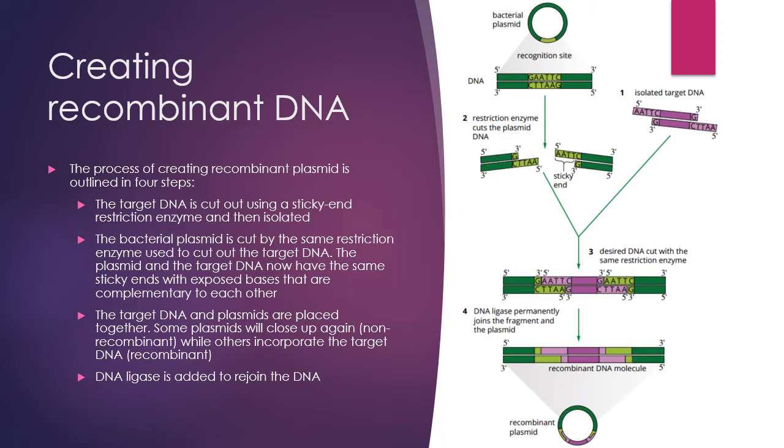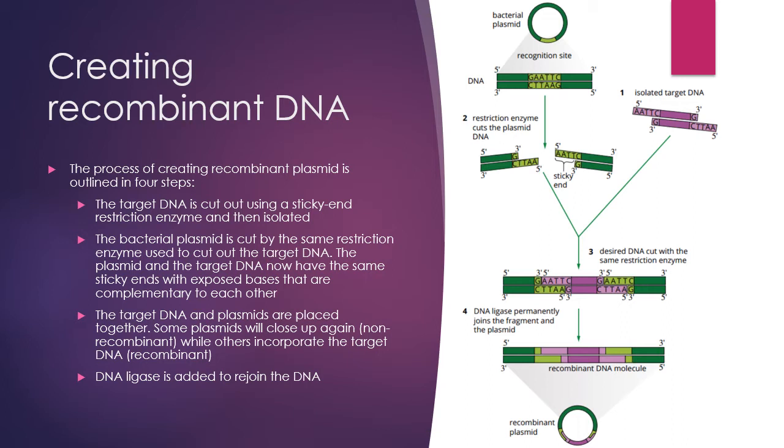That means that they are going to want to base pair together. So in the green, we cut the bacterial plasmid with the same restriction enzyme. So you can see that the ends of this green plasmid DNA match up with the ends of the purple target DNA. So then the target DNA and plasmids are placed together, and ligase is used to assist in rejoining the bonds.